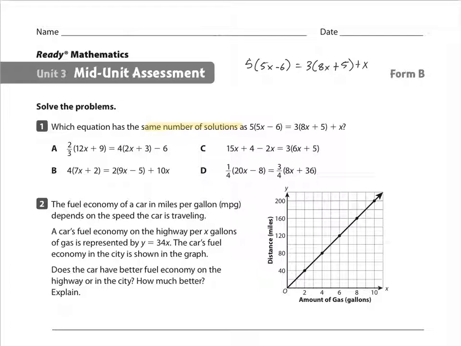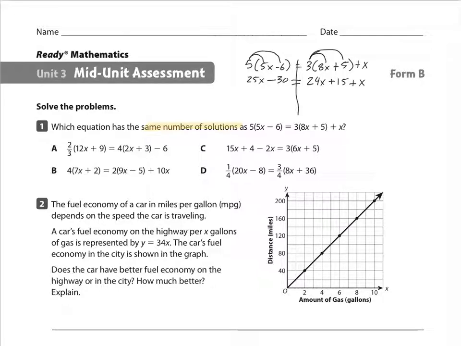I'm going to draw a vertical line. I'm going to multiply 5 times 5x, and that gives me 25x. 5 times negative 6 is going to give me negative 30. On the other side, we have 3 times 8x, and that's going to give you 24x. 3 times 5 is going to give you 15. And that's all for the distributive property. And now we're going to add x.